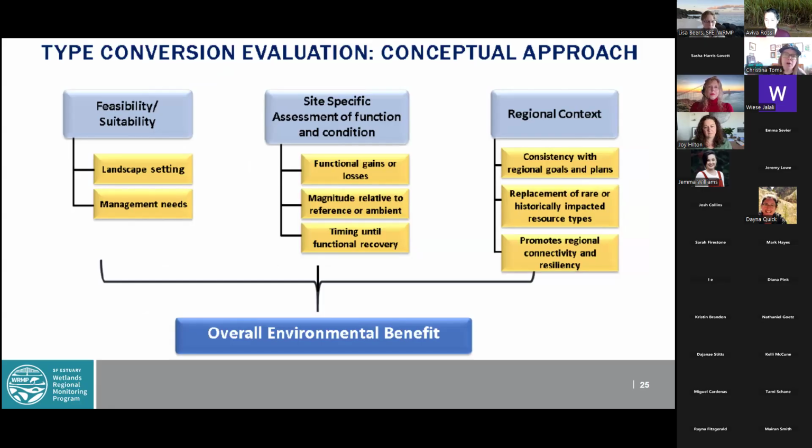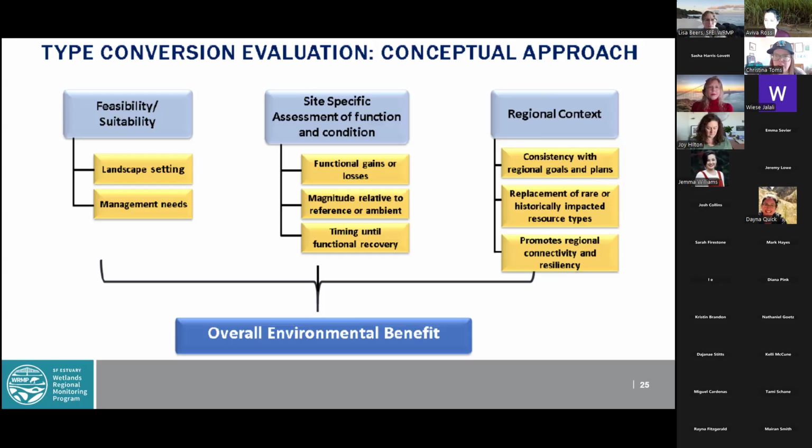And I won't go through all of this with a fine-tooth comb, but I think you'll notice that a lot of these considerations here in this conceptual approach are elements that are addressed in our landscape profile tools. So the regional context, replacement of rare or historically impacted resource types, for example. We can go into our landscape profile tools and understand what were the historic distributions of habitats versus the existing distribution of habitats. We can do that at a site scale. We can do that at a wetland management unit scale. We can do that at the scale of an entire operational landscape unit.